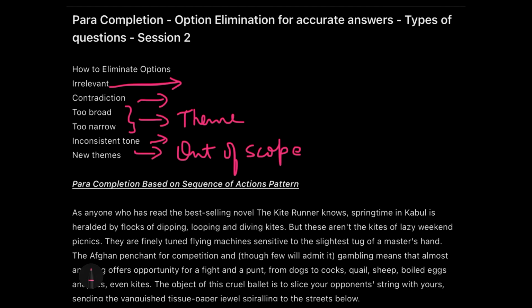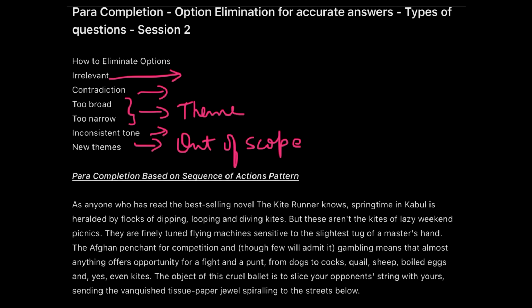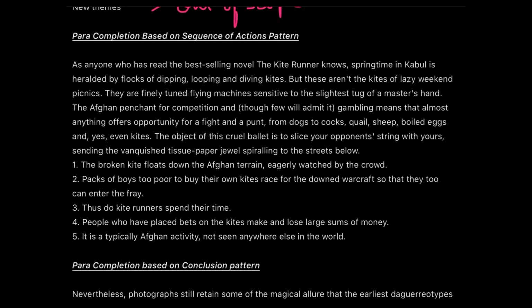These are some very relevant things which will help you eliminate the options, and we'll see how we can apply these things and make the solving process faster using the types of para completion questions. The first type of para completion question is based on the sequence of action pattern. The example which I took in my previous video, the strained relations between factory dealers and consumers, was an example of the cause and effect pattern. Now the two which you are going to see here are related to the sequence of actions and the conclusion type.